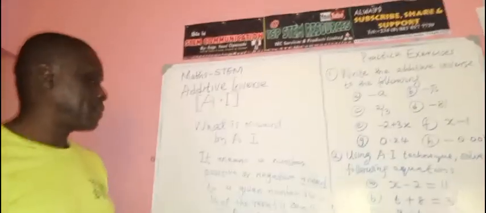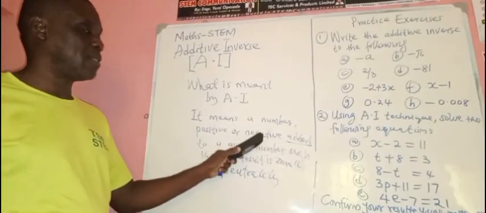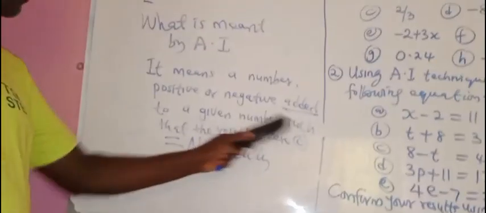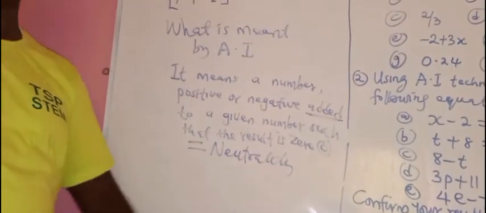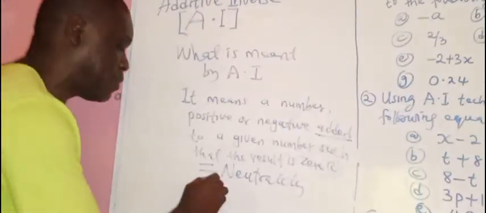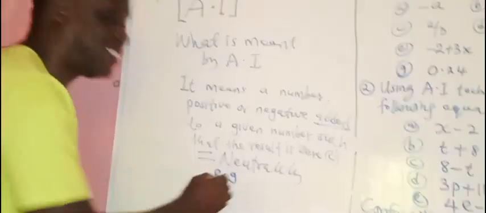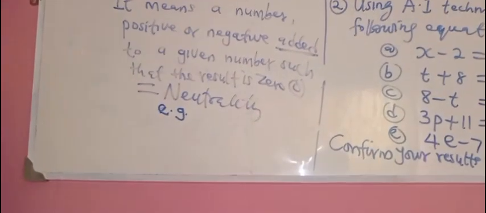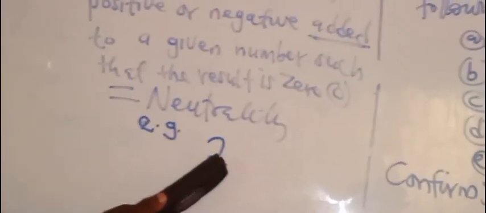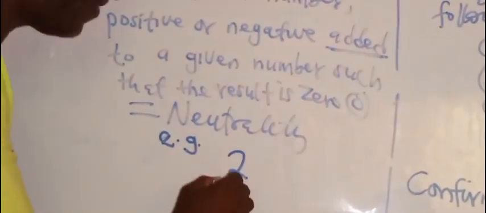Is that clear? What is it again? It means a number, positive or negative, added to a given number, such that the result is 0. I'm not going to waste too much time on this. Let's look at an example, please. Cameraman, for example, if I ask you what is the additive inverse of 2? This 2 means plus 2.